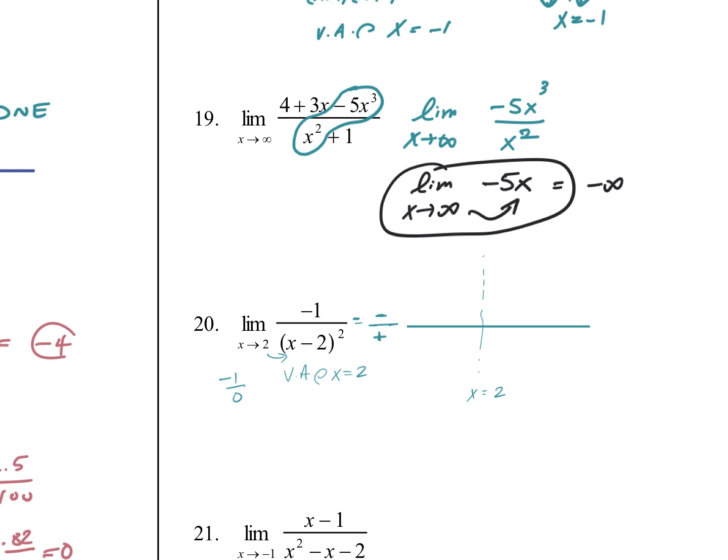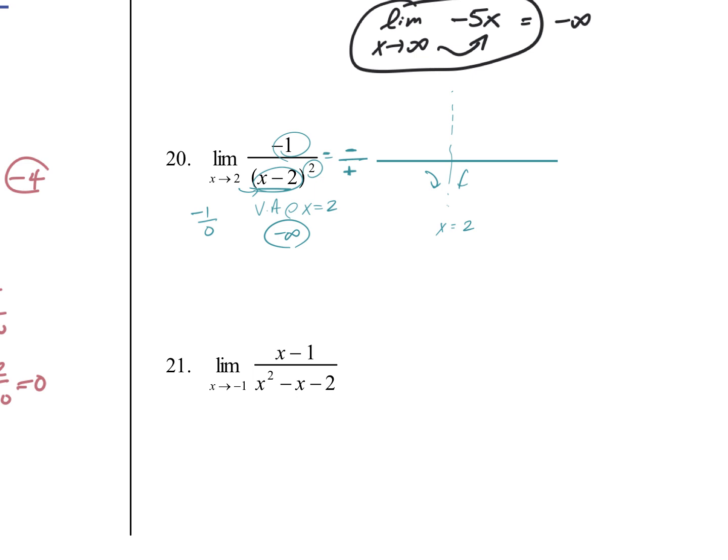So it's always going to be negative from both directions. So here and here, which is negative infinity. If you want to plug in values, you can. But if I did 1.9, this is negative, but it comes out positive. 2.1, it's positive, it becomes negative. So they both go to negative infinity.